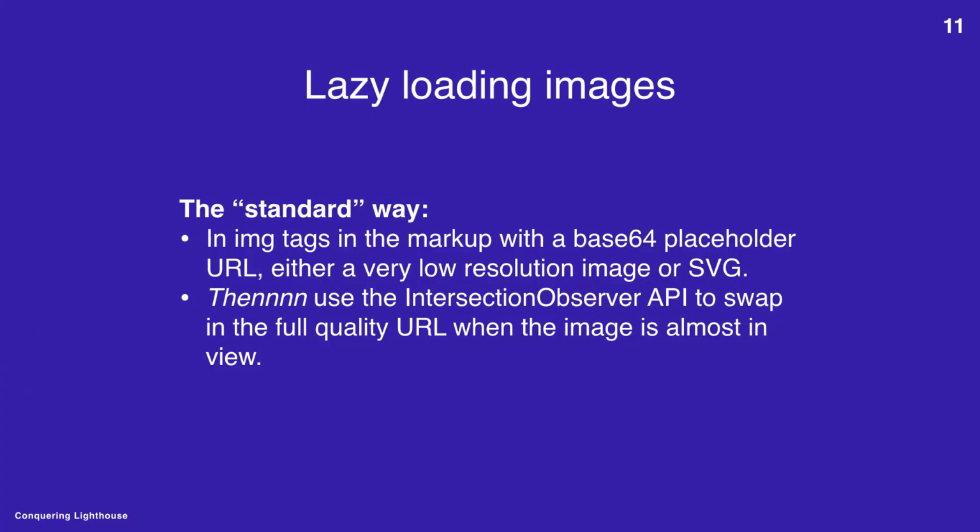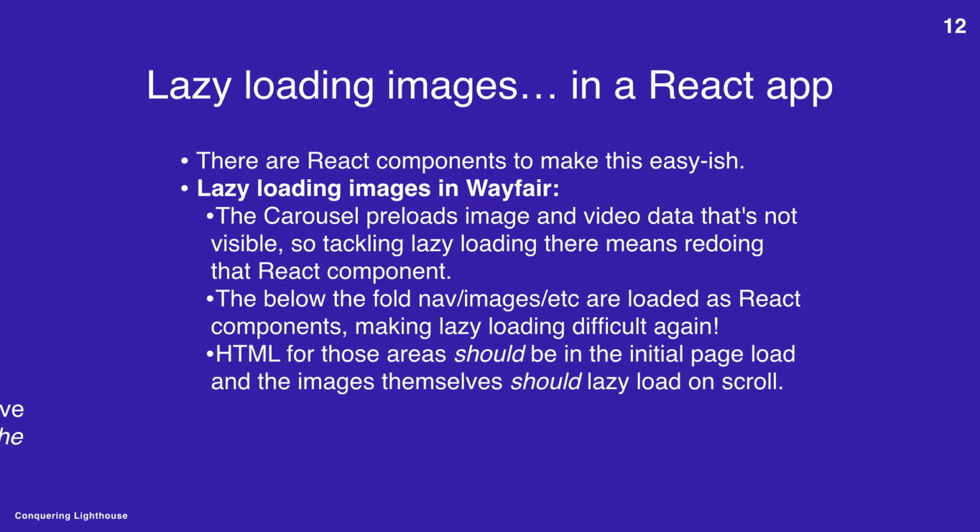So our standard way is having a low resolution image, an SVG, and then using the Intersection Observer API to swap in your quality image when it's almost in view. We do have some cool options with Fly, so I'll dig into that a little bit too. And then in a React app in particular, since we're doing a lightning talk, let's just go in.